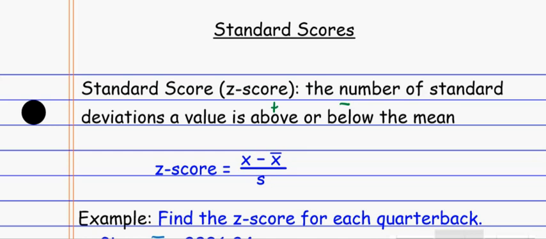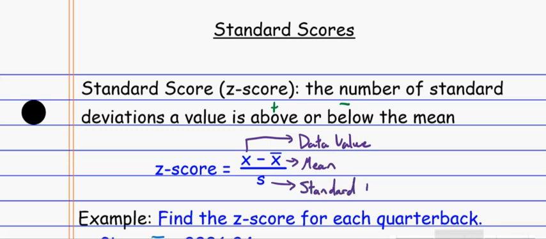And here's how we calculate the z-score, or standard score. Remember, x represents the data value itself. X bar is our sample mean. And s is our standard deviation. So for the z-score, we take the data value minus the mean, divided by the standard deviation, and that tells us how many standard deviations above or below the mean this data value happens to be.